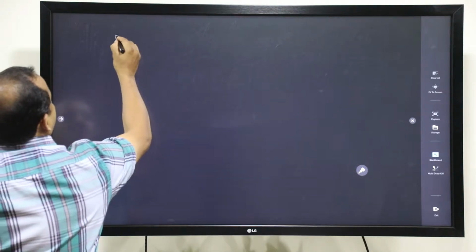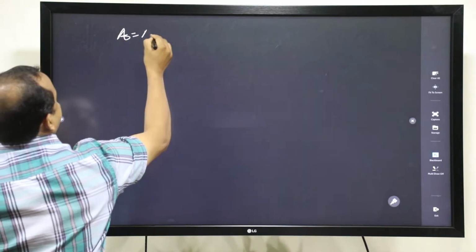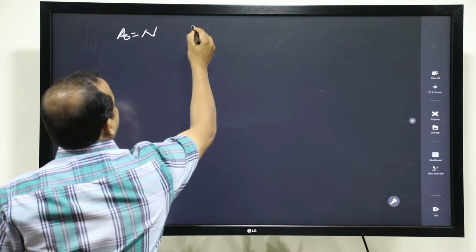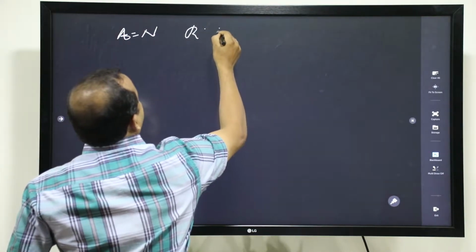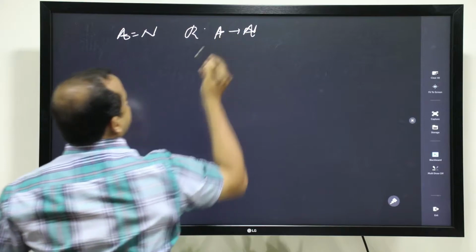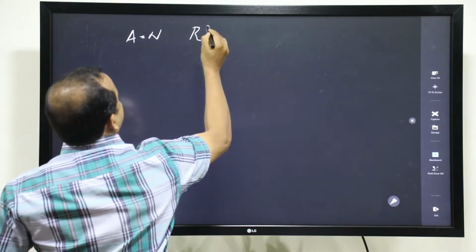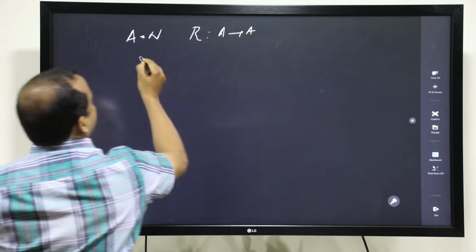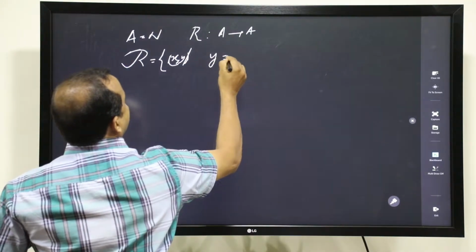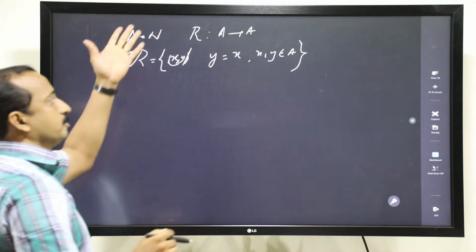Let me form a relation. A is any set, that is, the set of all natural numbers, A is equal to N. Here we form a relation R from A to A, that means N to N. We form a relation R from A to A by R is equal to {(x, y) such that y is equal to x}, where (x, y) is an element of the given set A. Write the roster form of this relation.